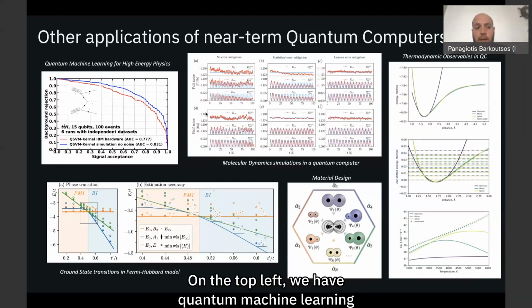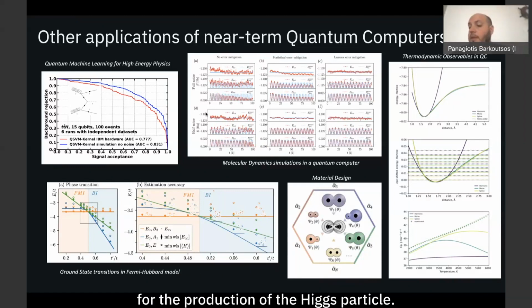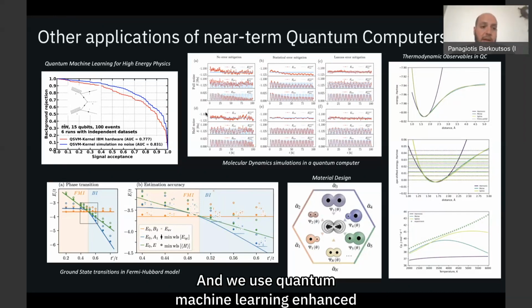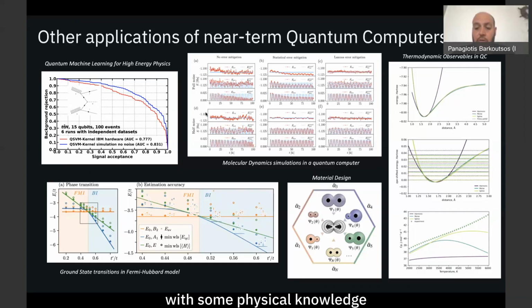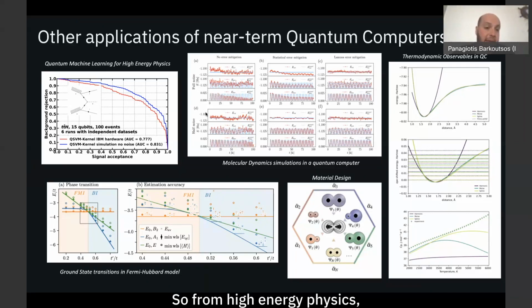On the top left, we have quantum machine learning for high energy physics, where we use a famous TTH analysis for the production of the Higgs particle, and we use quantum machine learning enhanced with some physical knowledge in order to make this calculation. We were able to identify the production of the Higgs particle in a dataset that comes from CERN, so from high energy physics, and we were able to calculate this.